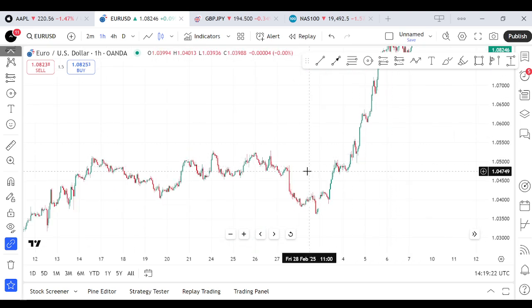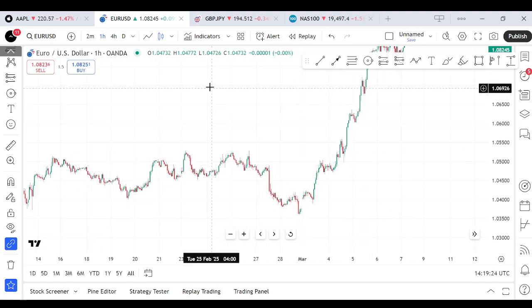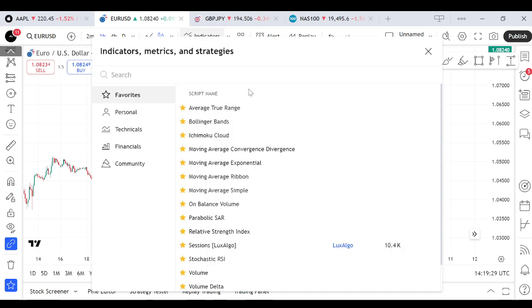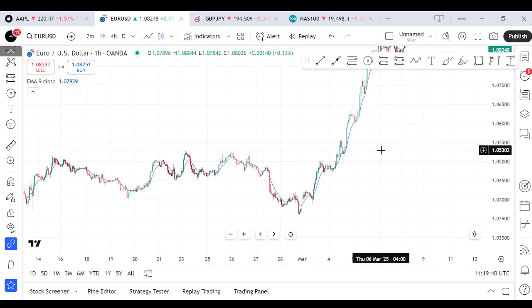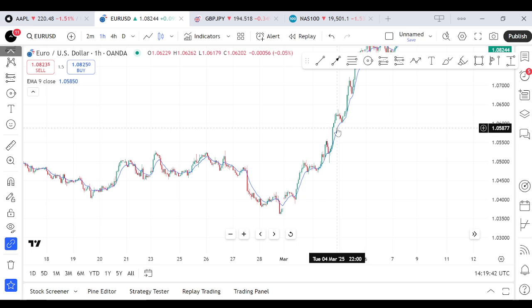But the first step, I have to explain the EMA, which is the exponential moving average. It is a popular indicator, so I need to explain it before we dive into the strategies. So I'm just going to add it to our chart. This is the TradingView platform and we are on the 1 hour time frame.